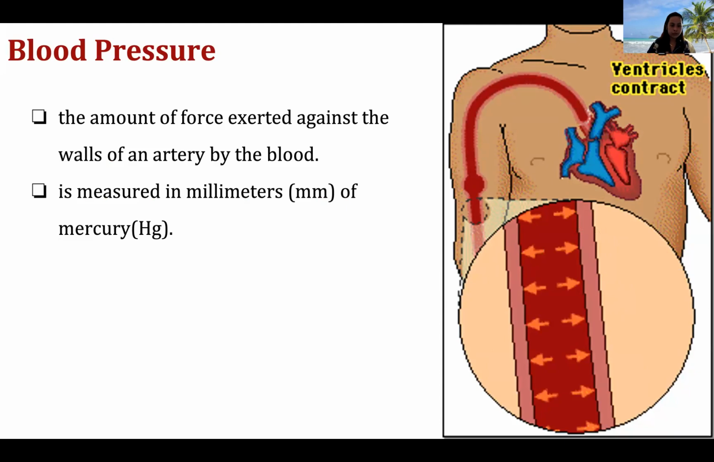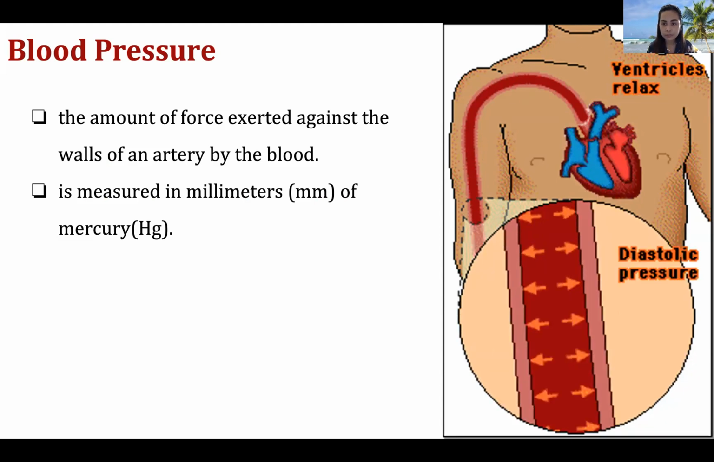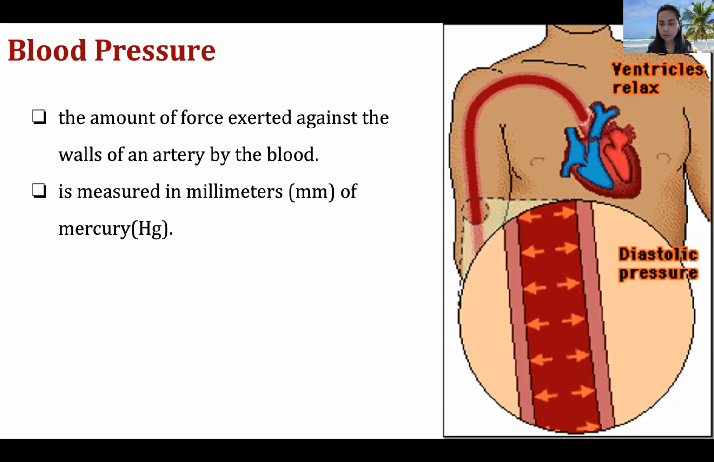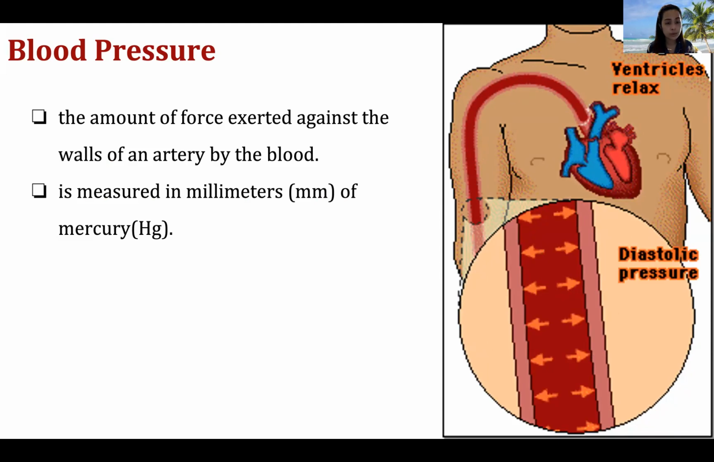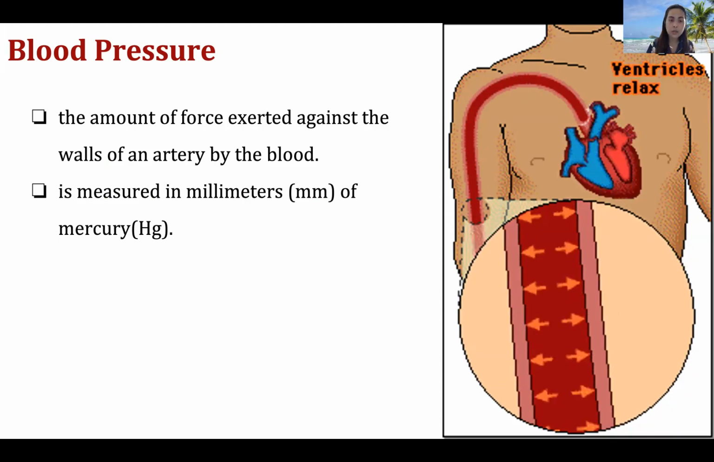Blood pressure. Your blood pressure is the amount of force exerted against the walls of an artery by the blood. You can see in the picture, blood pressure is a force exerted on the walls of an artery or your blood vessels. It is measured in mmHg or millimeters of mercury.